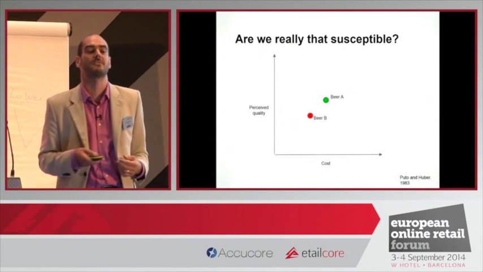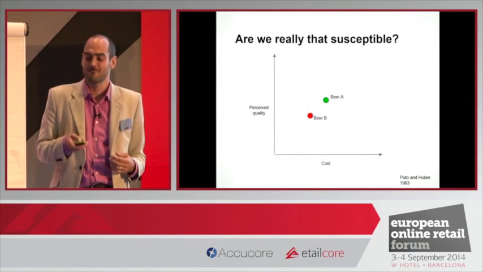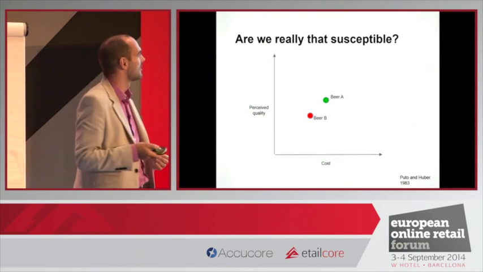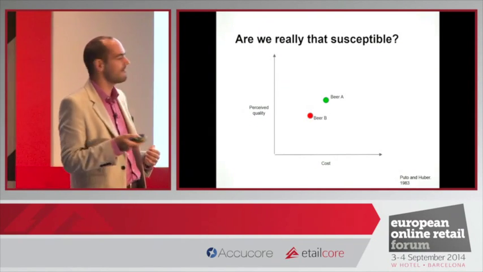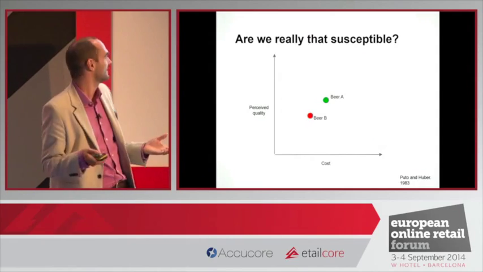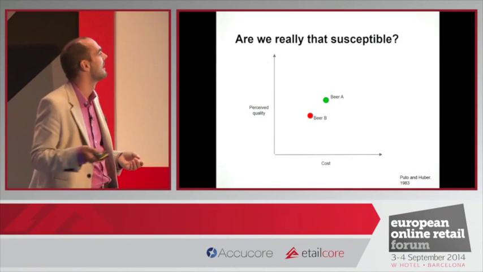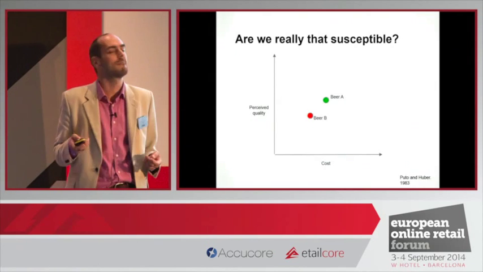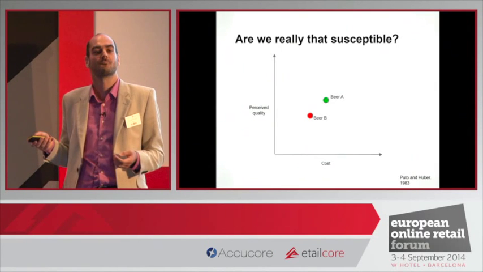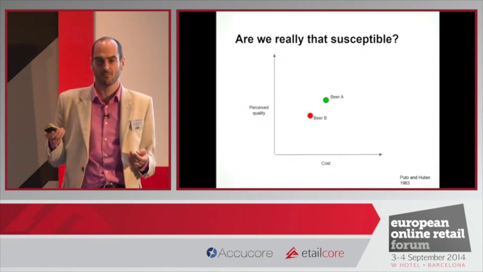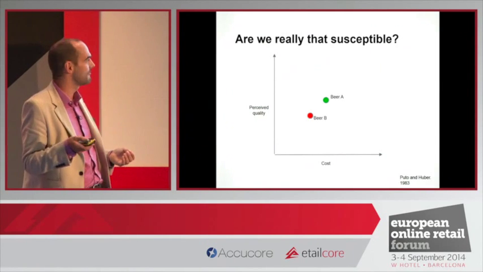So we're going to do another live experiment. Two beers. Beer A, beer B. Beer A, it's a nice beer. Better than beer B. Costs a little bit more, but it's probably worth it. It's a better quality beer. Show of hands, who would buy beer A? It's quite a few. And then beer B.